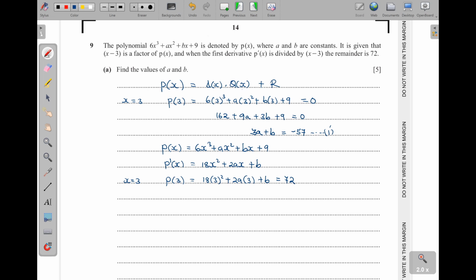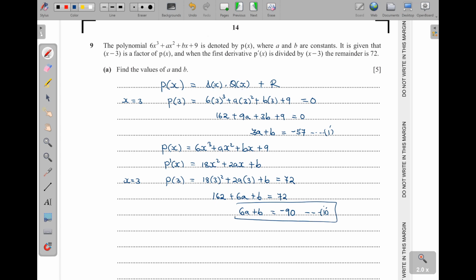Now 3 squared is 9, and 9 times 18 is 162. So we have 162 plus 6a plus b, which is equal to 72. I can simplify this: 6a plus b. When I take 162 to the other side, 72 minus 162 gives negative 90. So 6a plus b equals negative 90. That is the second equation.